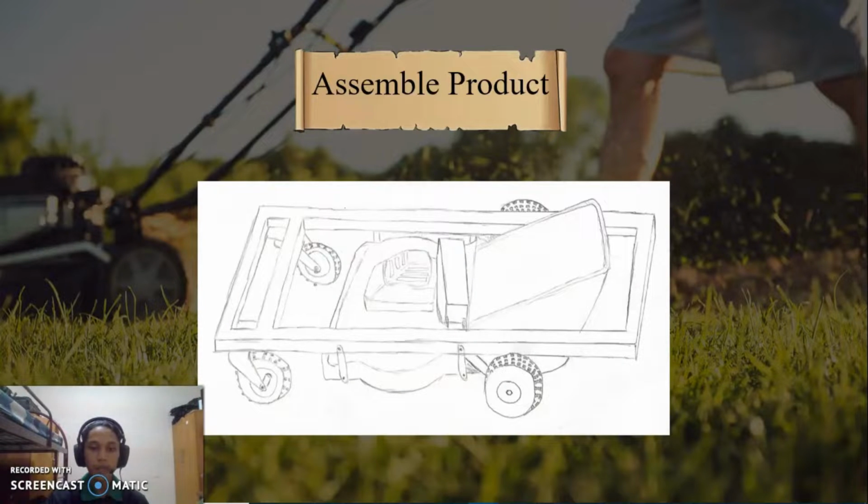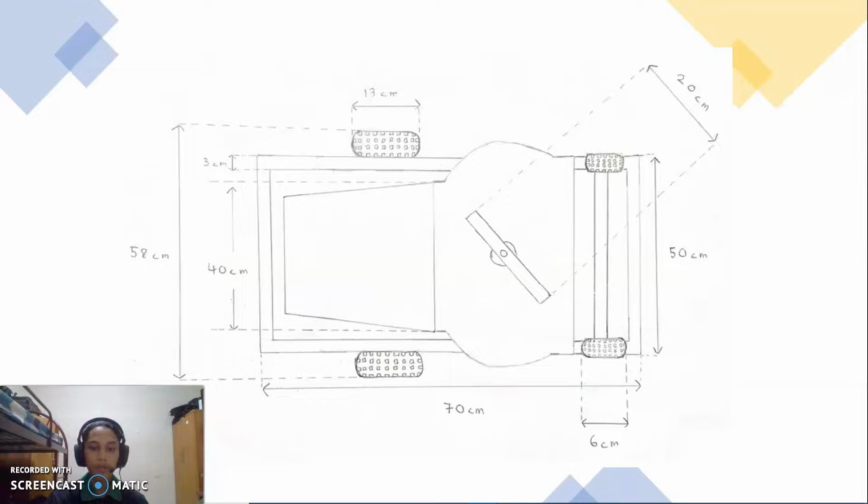This is the assembled drawing of our product. As we can see, we removed the height adjuster at the front for both wheels for easier construction. From the below point of view, we can clearly see all of the dimensions involved in this drawing. The length and width of the chassis are 70 cm and 50 cm respectively. The radius of the back wheels is 6.5 cm while the front wheels are 3 cm.